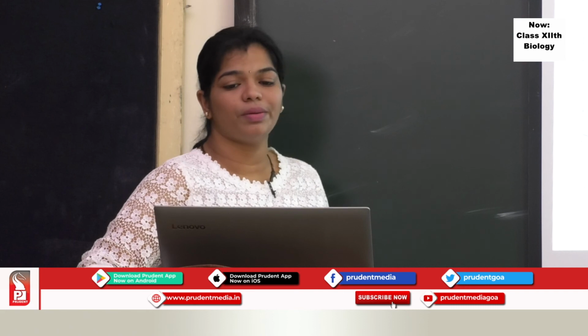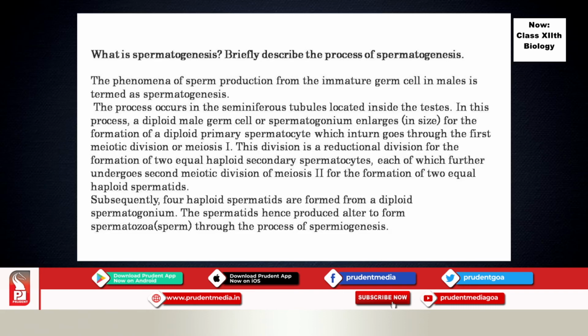The next question is spermatogenesis, very important, the process of spermatogenesis. How the spermatogonial cells will divide by mitotic division, increase and form primary spermatocytes, then undergo meiosis 1 and 2 to form the secondary spermatocytes. From the secondary spermatocytes, they will further divide and form the spermatids. The spermatids will then mature into spermatozoa, that is sperm.